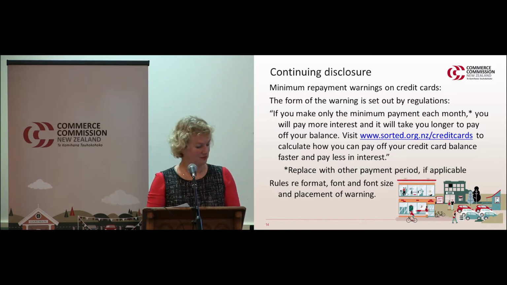And there are some exceptions here where no warning is required. There are 3 exceptions: where the closing unpaid balance of the credit card is under $100, or where an interest-free period applies to the closing unpaid balance, or where there's a payment arrangement between the lender and borrower, which has effectively replaced the minimum payment that would otherwise be required.